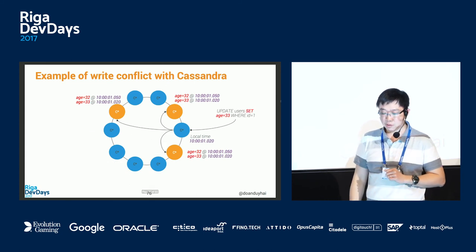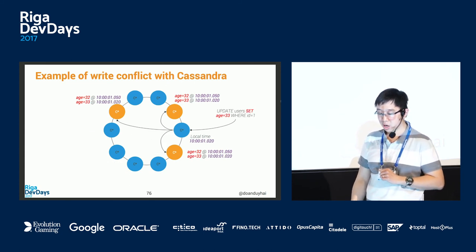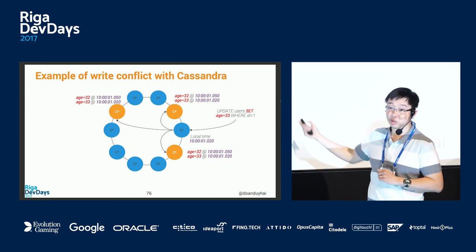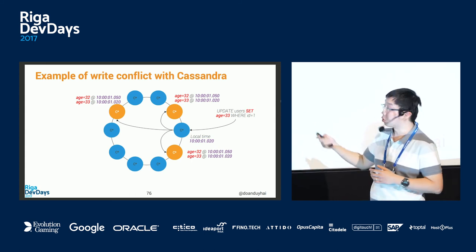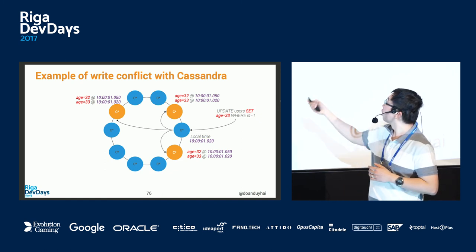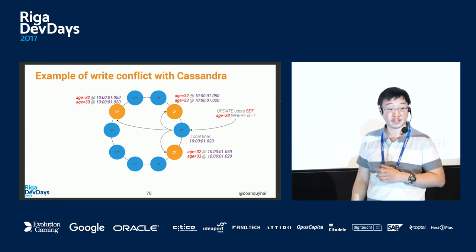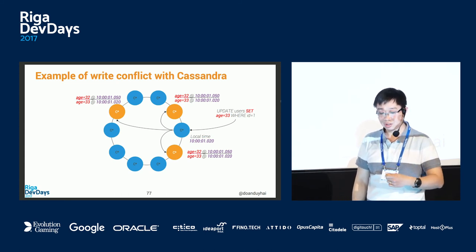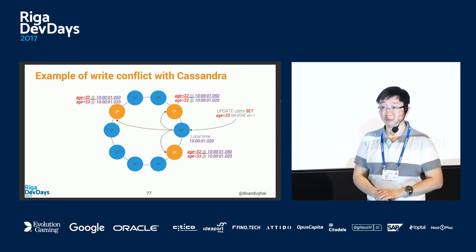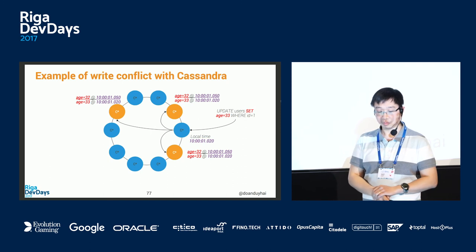Now I have another update to increment the age to 33. But now my coordinator is this machine and the local time is different because I have some time drift. So the local time is in the past, 20. So now I write a new value, but the timestamp is in the past. So when you read, you do a select on the age, Cassandra will return you the old value because of the time drift. Yes, this is possible.